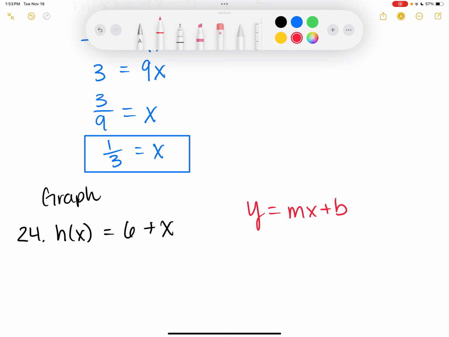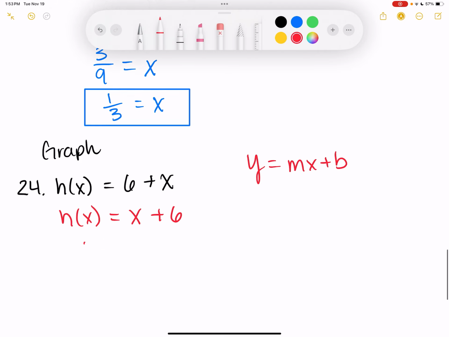No. Now, it does not matter. Both pieces are still there, but for the sake of us being used to it in the same form, I would rewrite this as h of x equals x plus 6. It means the exact same thing, but that way you don't get mixed up with what's m and what's b, okay? People tend to get thrown off when they see h of x instead of y, but they mean the same thing, so we don't do anything differently when we are graphing this, okay?